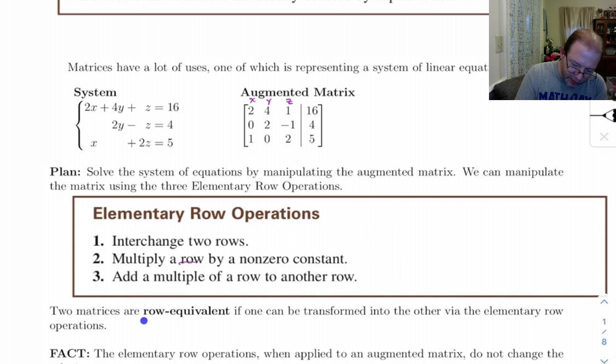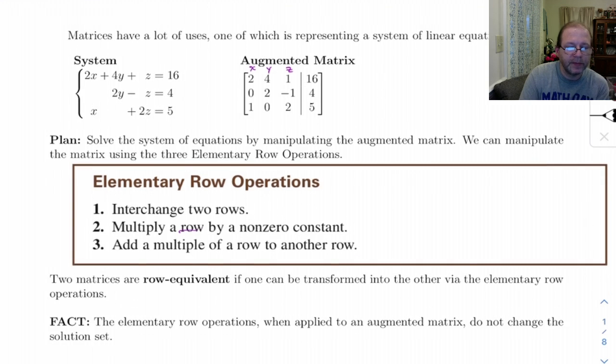And we say that 2 matrices are row equivalent if you can transform one of them into the other by the elementary row operations. And this fact here, I sort of already gave it away. If you use those row operations on a matrix, it doesn't change the solution set. So we're going to look at putting matrices into nice forms to get the solutions.